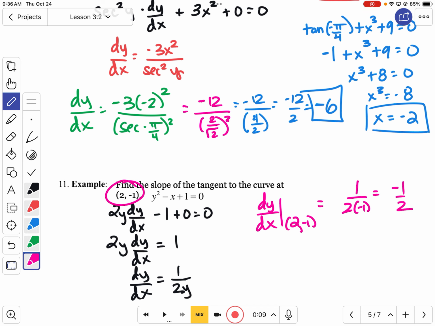Sounds like there's some biblical wailing and gnashing of teeth. You're pretty close. That's not, oh, the slope. Oh, you did the entire equation. Yeah, it just wanted the slope.